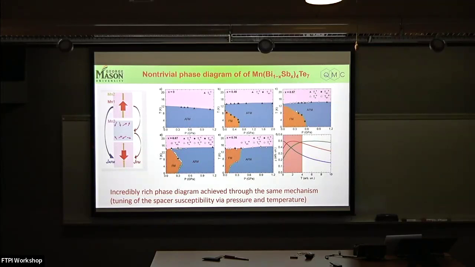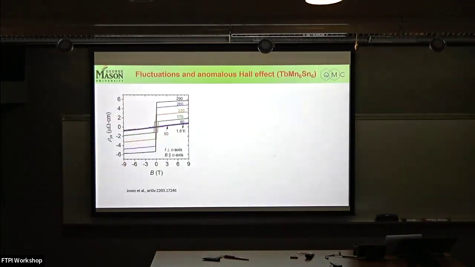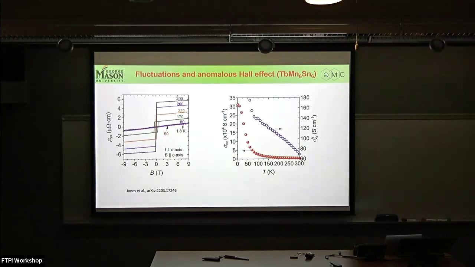That all comes from this interesting and non-trivial dependence on the magnetic susceptibility of this intermediate layer, which you integrate out eventually. So now finally, the fluctuation anomalous Hall effect. This is again back to terbium manganese 16-6. It has not a topological, but a large anomalous Hall effect because it's ferromagnetic, to be precise, and you can measure it.